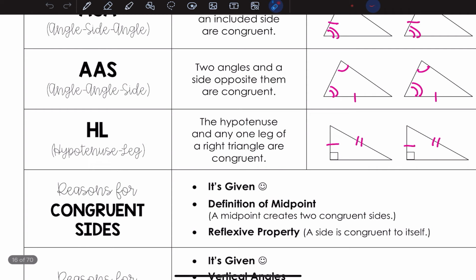For right triangles only, if you can show that the hypotenuse, which is the side across from the right angle, and a leg are congruent, then you would know that this is a congruent right triangle pair.